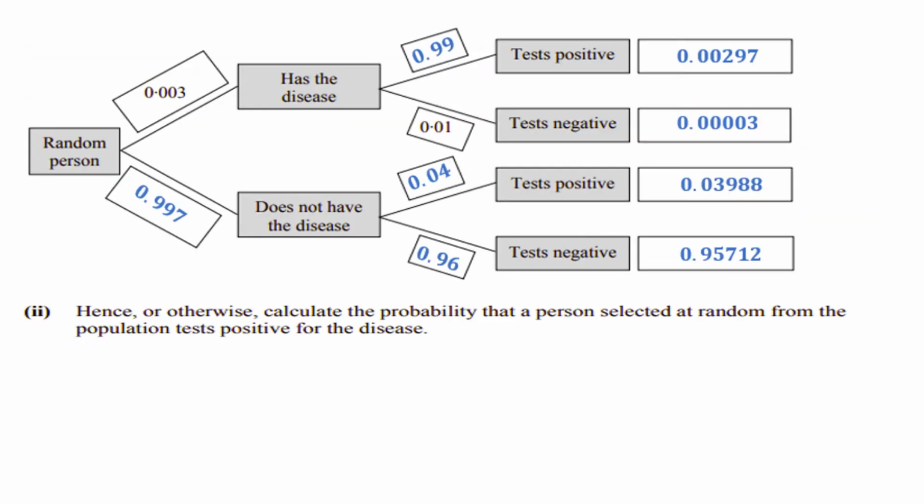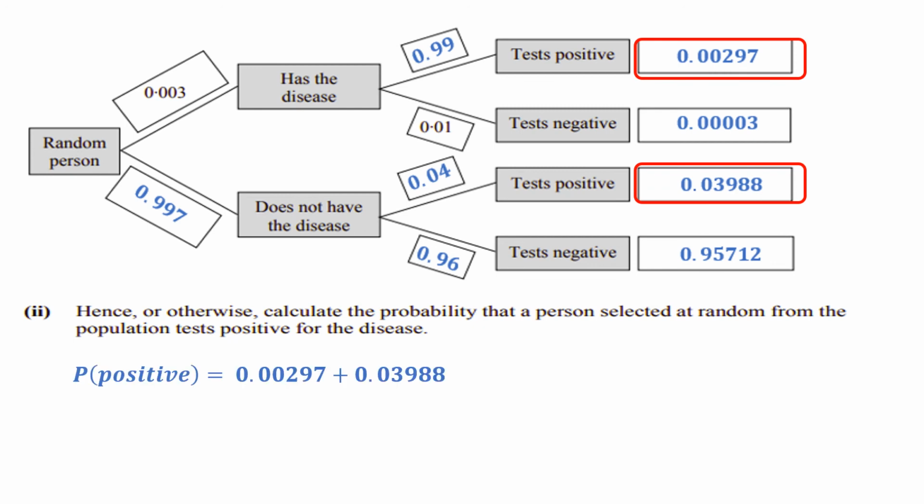So now we have our little tree up here at the top to help us. But part 2 says "hence", so using this tree or otherwise, calculate the probability that a person selected at random from the population tests positive for the disease. So here are the 2 places where you can test positive. You can have the disease and test positive, or you cannot have the disease and test positive. So they're the two options.